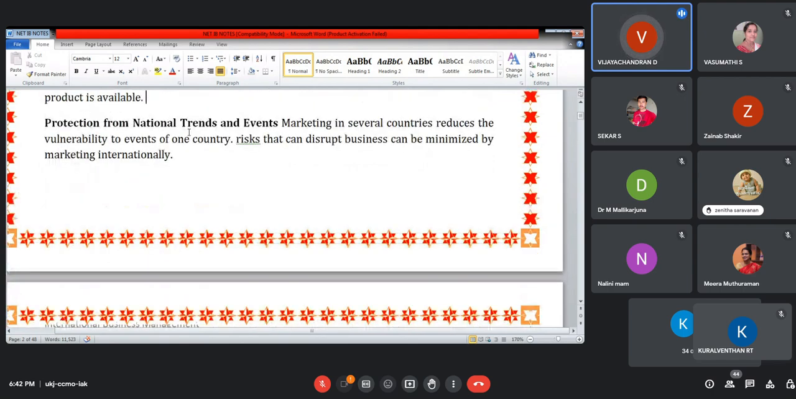If any natural calamities occur, they will not be focused on one country; it will be offset by another country. So the risk will be minimized. In the case of the domestic market, if any natural calamities or mishaps happen, the total business will be stopped. This will not be possible in the case of international trade.